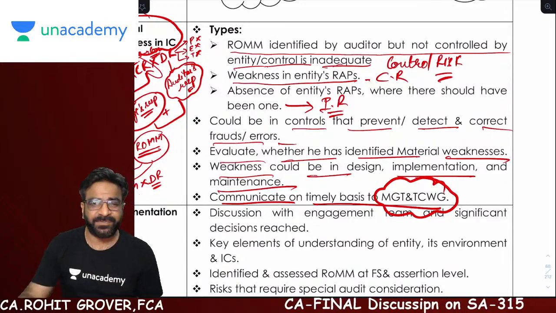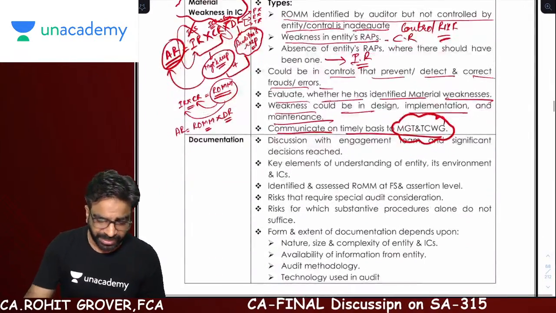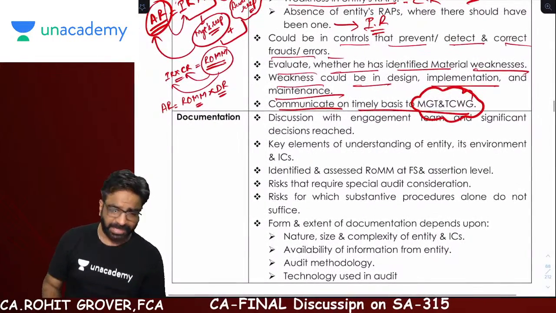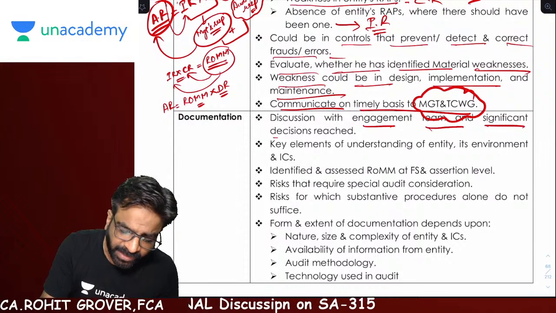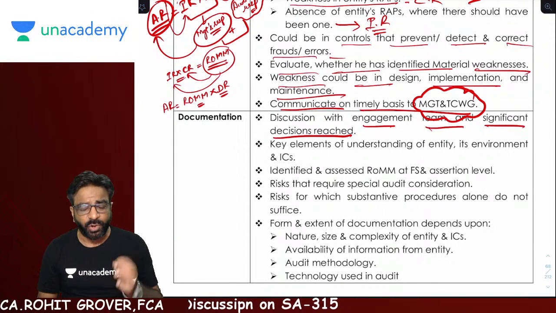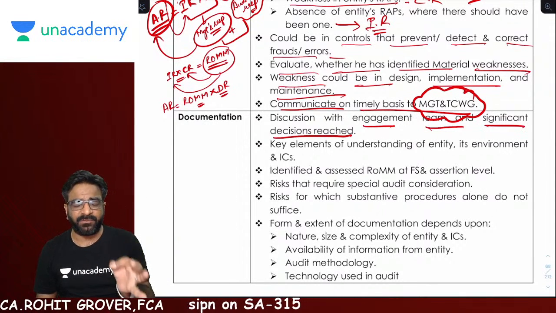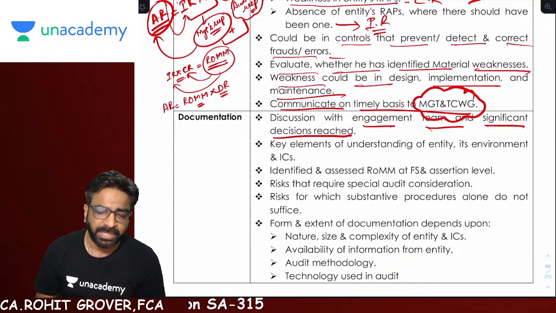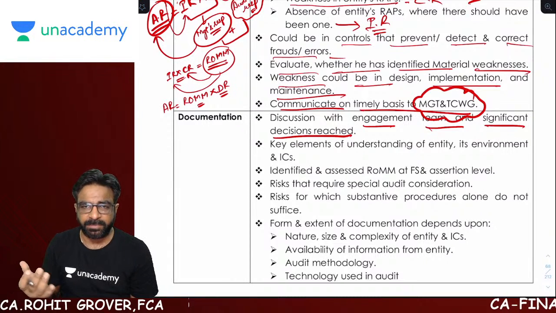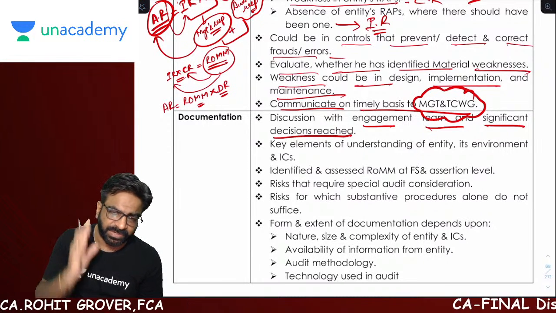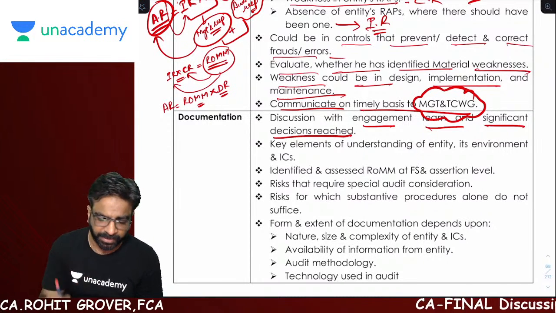Yes, everyone, 265 is the correct answer. So what documentation do we have to do in relation to SA-315? Discussion with the engagement team and significant decisions reached. You have to document each and everything when you are identifying and assessing the material misstatement. Whatever discussion you had with your engagement team and the significant decisions you reached, everything should be documented by the auditor.